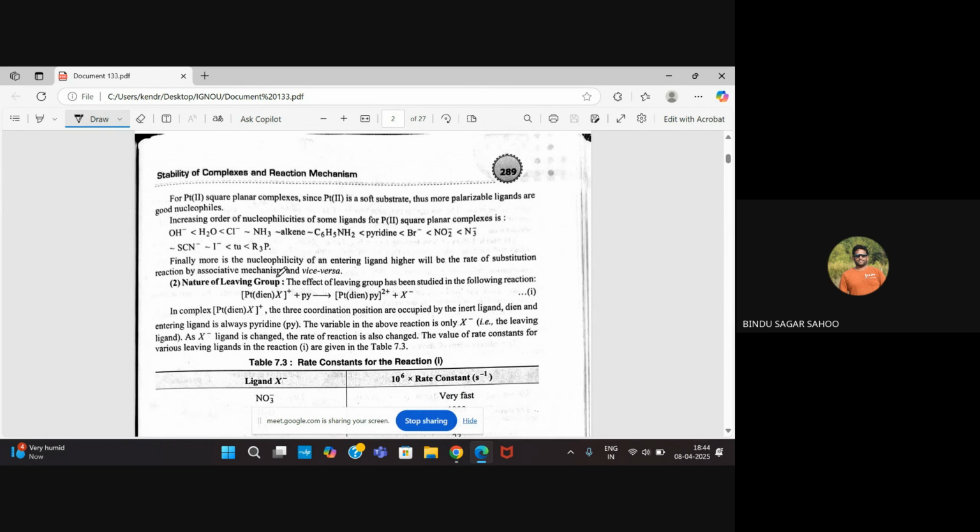And another thing is nucleophilicity. The greater the nucleophilicity of the entering ligand, the higher will be the rate of substitution reaction in an associative mechanism. Okay. And another factor is the nature of the leaving group. What will be the nature of the leaving group? Here you can see experimental data on the leaving group nature. These are the leaving groups, and the incoming ligand is pyridine.